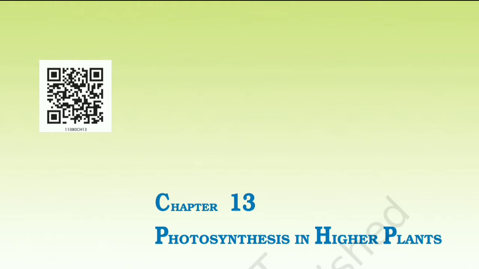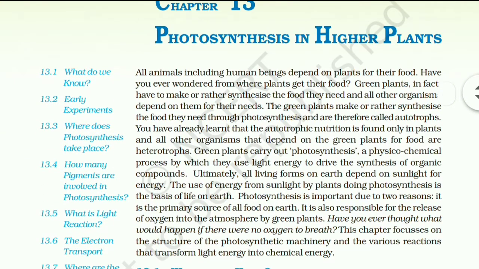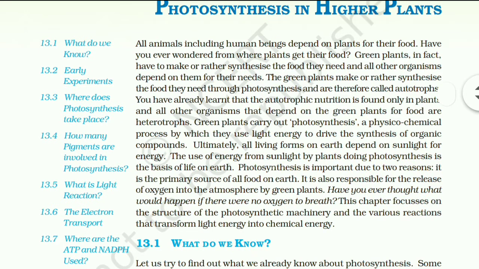So without wasting our time, let's begin with chapter 13, Photosynthesis in higher plants. All animals, including humans, depend on plants for their food. Have you ever wondered from where plants get their food? Green plants, in fact, have to make, or rather synthesize, the food they need, and all other organisms depend on them for their needs.